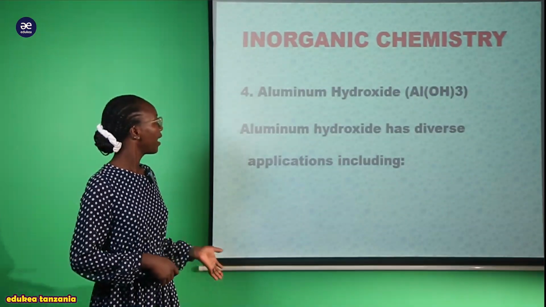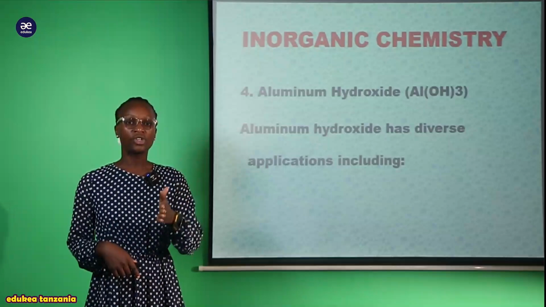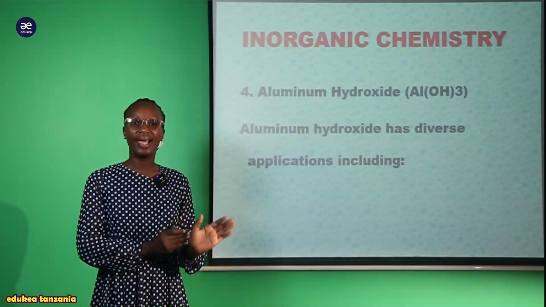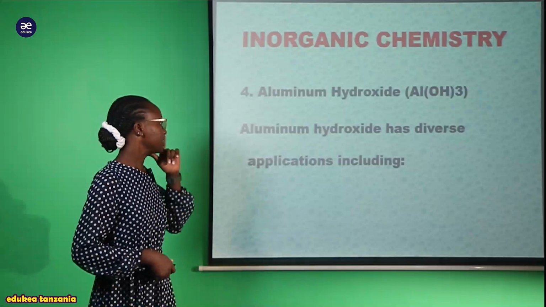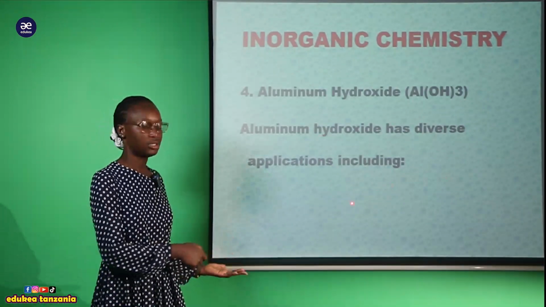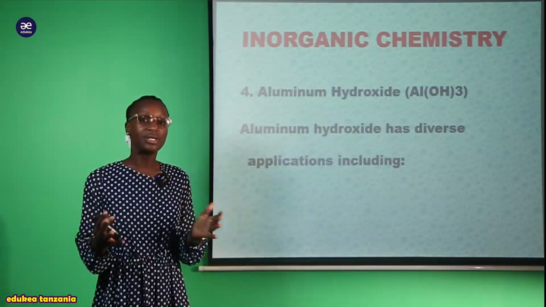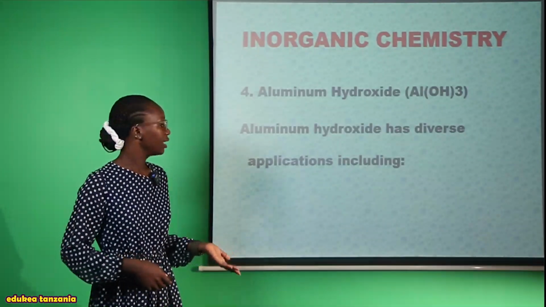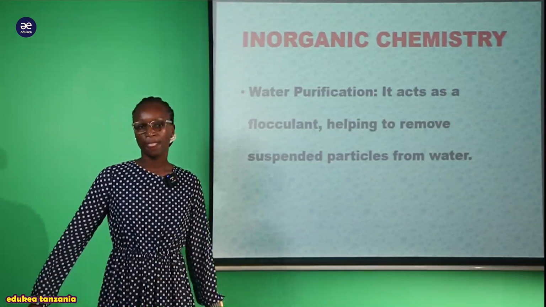But also we have this aluminium hydroxide. Aluminium hydroxide hii ni metal hydroxide ambayo imekuwa associated with the element of the group number 3 ambayo tunajua ni huyu aluminium. Sasa anasema kwamba aluminium hydroxide has diverse applications. Diverse application, na maana applications zake ni nyingi au ni tofauti, including the following. The first one is water purification.